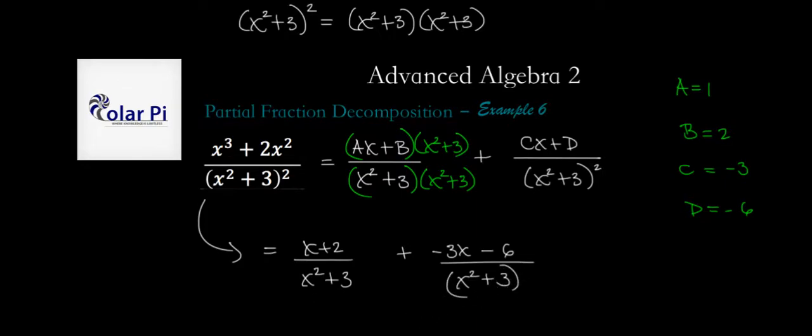Now if you so wanted, you could have written this instead, which is perhaps a bit nicer, which is put a minus sign here, and then put a 3 here, and then it's going to be x plus 2, and then divided by x squared plus 3 all squared. That's it for example 6, and we're done.